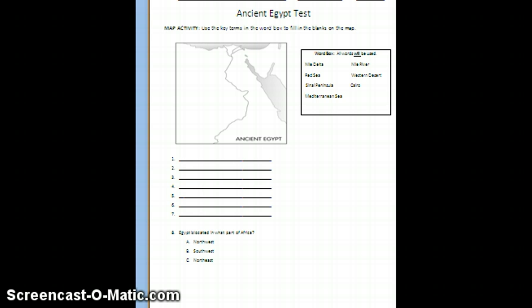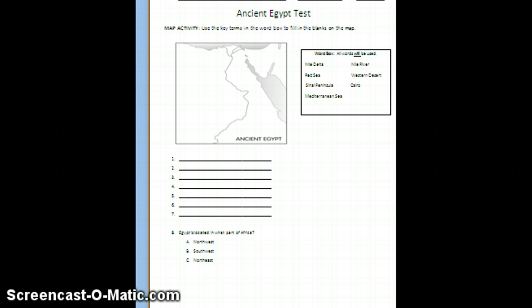21. Which was not a natural defense that surrounded Egypt? A. Cataracts in the Nile River. B. The Mediterranean Sea. C. The Sinai Peninsula.